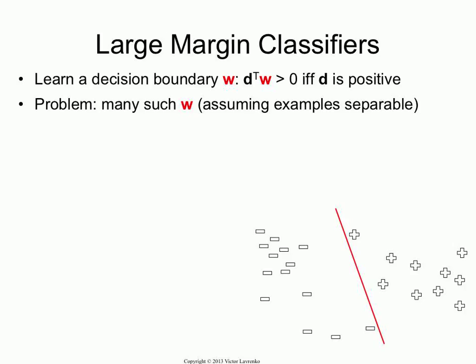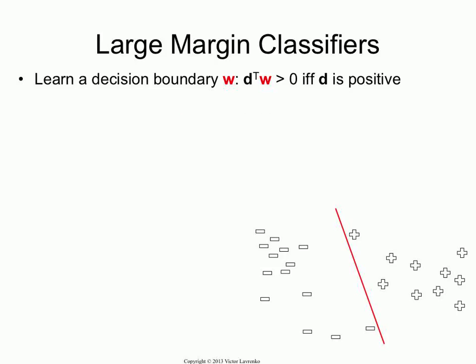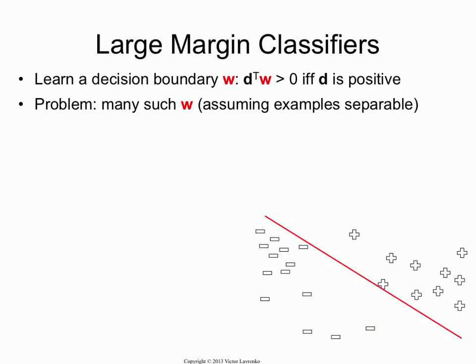And what that means is there's going to be more than one way to draw this decision boundary between the two classes, right? So that decision boundary separates the classes. This decision boundary also separates the classes, but they're very different, right? So which one should we choose?